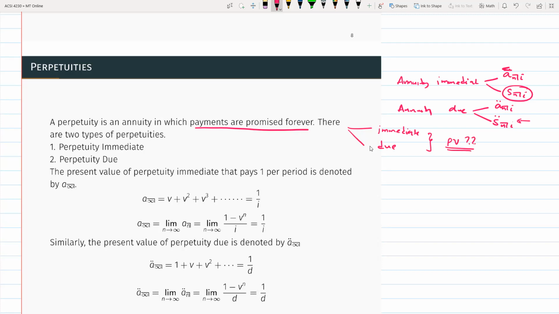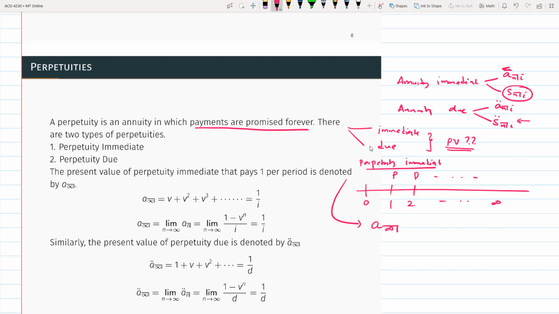Okay. So let me draw the perpetuity immediate. It would look like this. So the first payment starts from here, and then it goes to infinity. Okay. So because of that, the notation for perpetuity immediate, so this is perpetuity immediate, the notation is this infinity symbol.